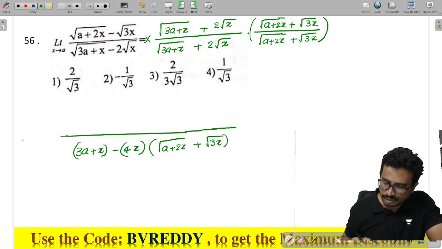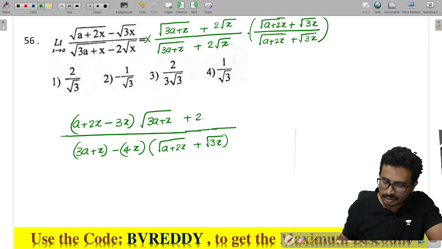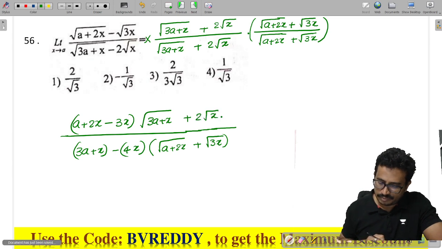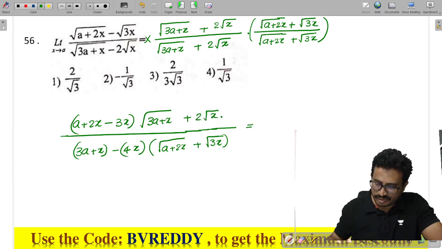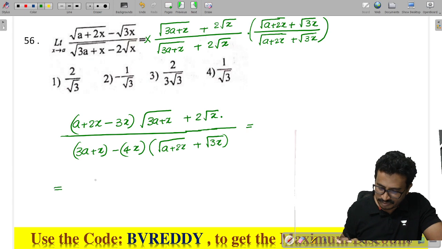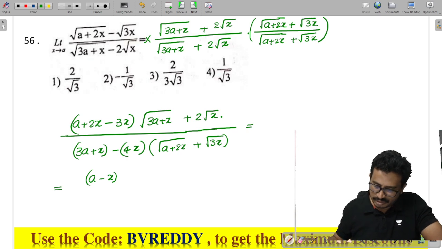Now here the numerator, what do we have, tell me? A plus 2x minus 3x into root 3a plus x plus 2 root x. Now just simplify this expression here. If I simplify, it is a minus x. So a minus x.